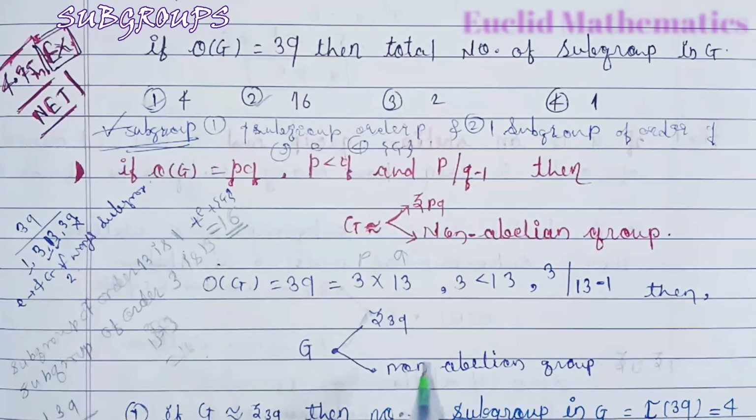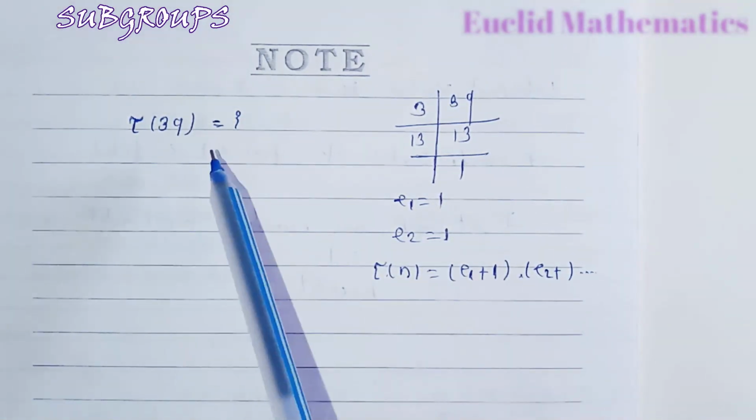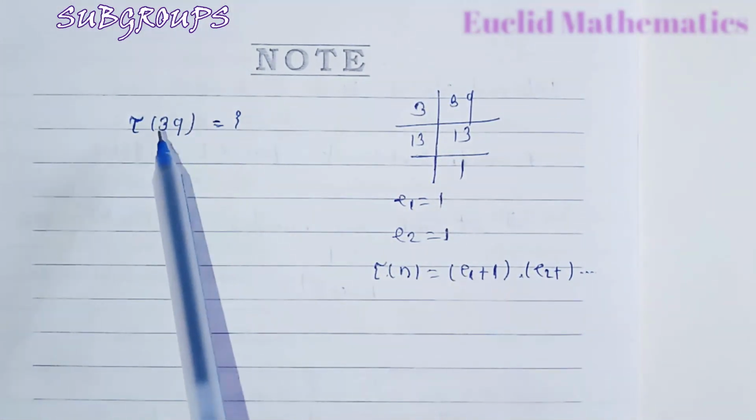Okay, so we know that the number of subgroups of order Zn is the tau function. Here, tau 39 is what we want. So how do we find tau n? I will explain how to find tau n here. We want the value for tau 39, which means we have to find the value of tau n.